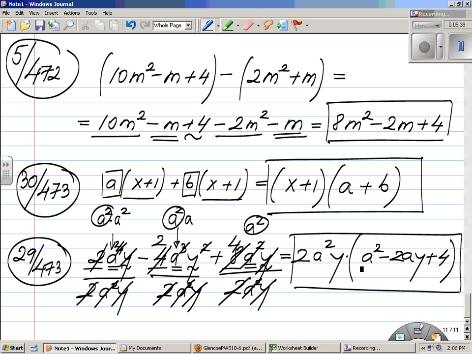You can check by multiplying, basically by distributing this 2a squared y to everything inside the parentheses. Let's do a quick check here. 2a squared y times a squared will be 2a to the fourth y. We got the first term. 2a squared y times negative 2ay will be negative 4a to the third y squared. We're good. And the last one, 2a squared y times 4 will be 8a squared y, which was the last term. And this is it. We're good. Questions?